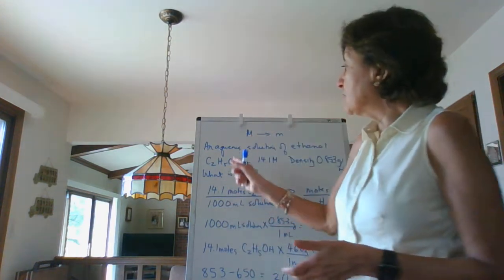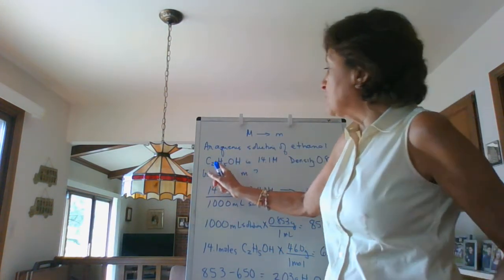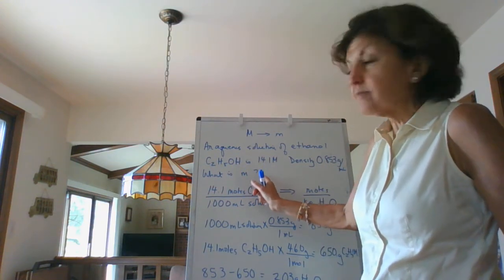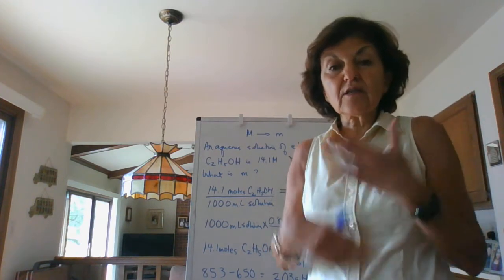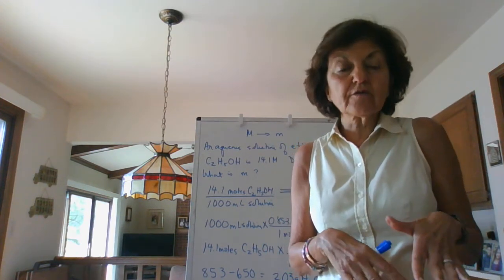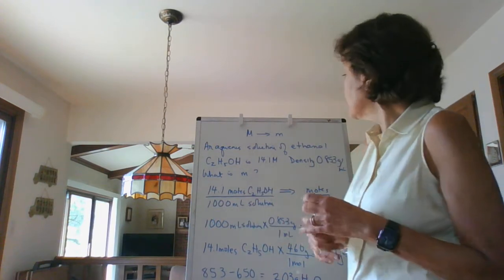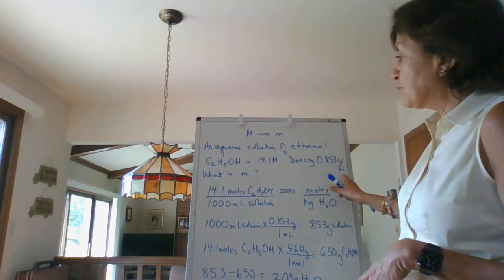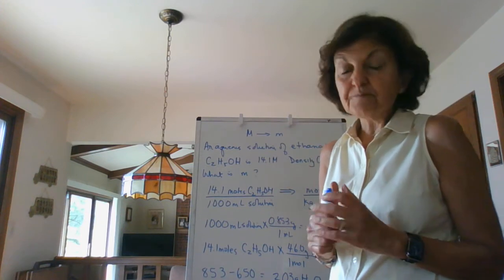Okay, so here's the problem. There's an aqueous solution of ethanol. Ethanol is C2H5OH, and it's 14.1 molar. Okay, aqueous solution meaning that the ethanol is dissolved in water. So our solvent is water. The density of the solution is 0.853 grams per mL. I want to know the molality.